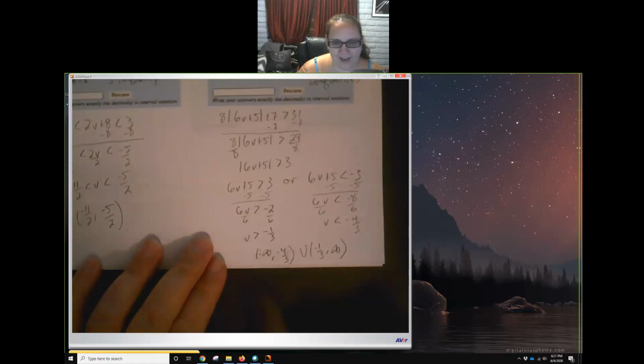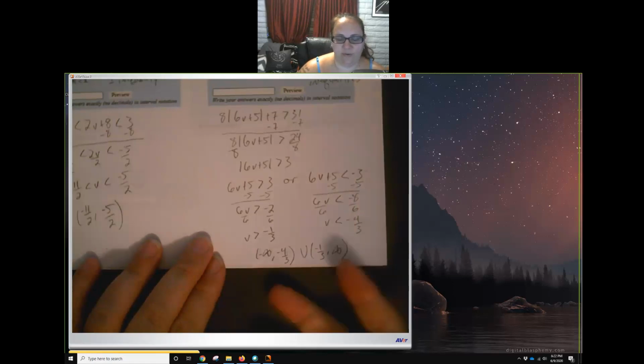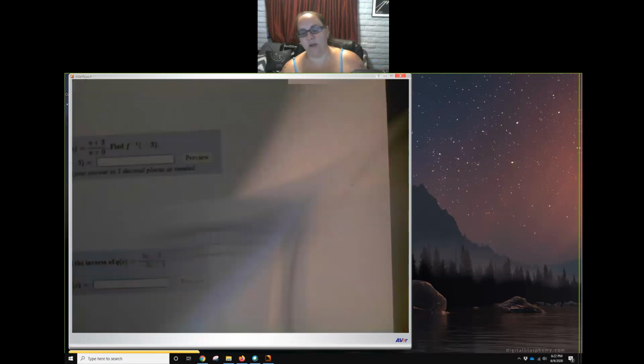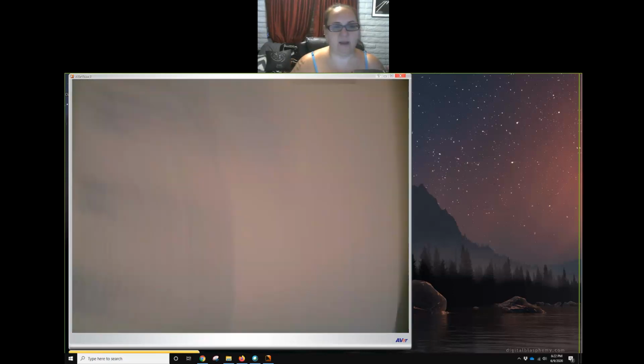Okay, so this is saying everything to the right of negative 1/3. This is saying everything to the left of negative 4/3. Keep in mind that when we're writing something in interval notation, it has to be in numerical order the way that you would see it on a number line. So if you flipped these two, it would be wrong. Okay. All right. So that was absolute value.